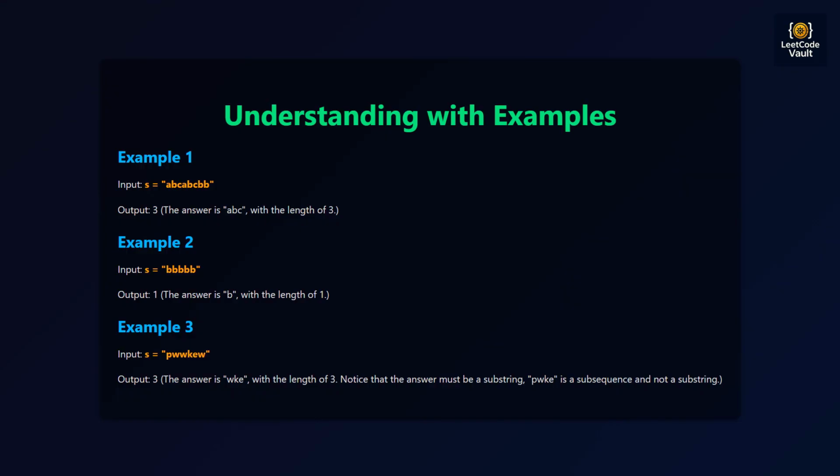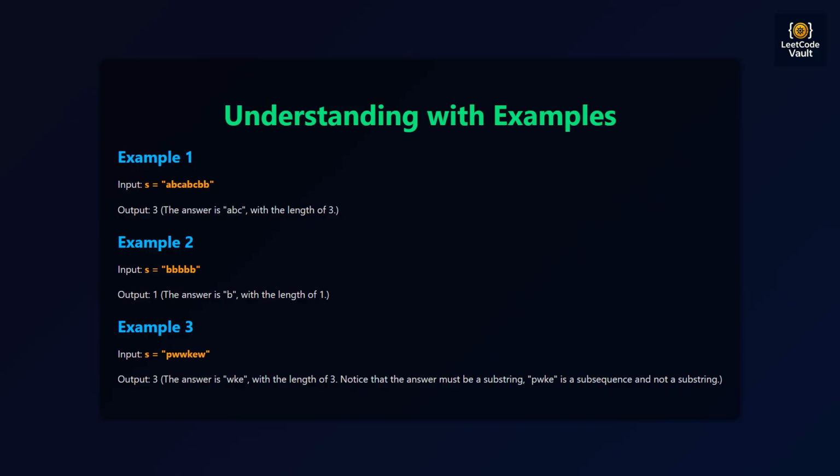Understanding with examples. Let's solidify our understanding with a few more examples. Consider the string PWKEW. The longest substring without repeating characters is WKE, with length 3. Notice that PW is also a substring without repeating characters, but it's shorter. Now let's look at DVDF. The longest substring is VDF, length 3.